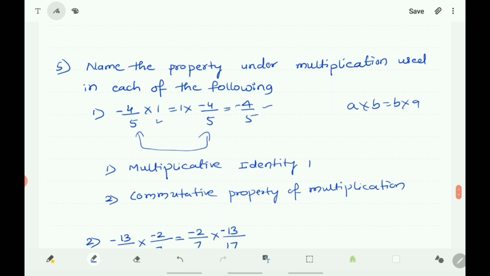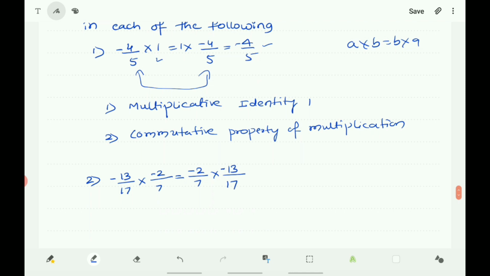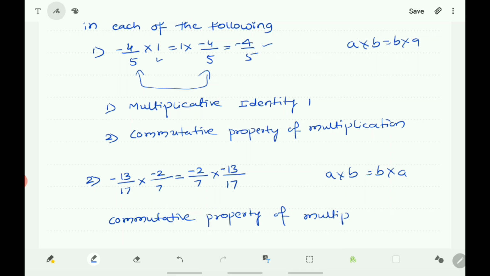Next, minus 13 by 17 into minus 2 by 7 is equal to minus 2 by 7 into minus 13 by 17. Here it is also the commutative property of multiplication, which is in the form of a into b is equal to b into a. So you can write commutative property of multiplication.